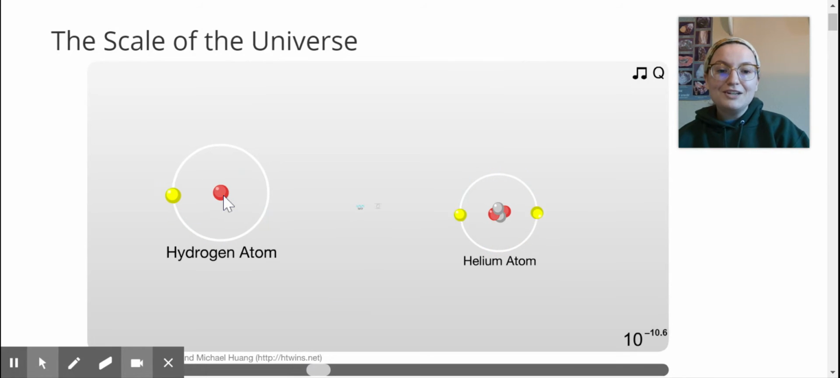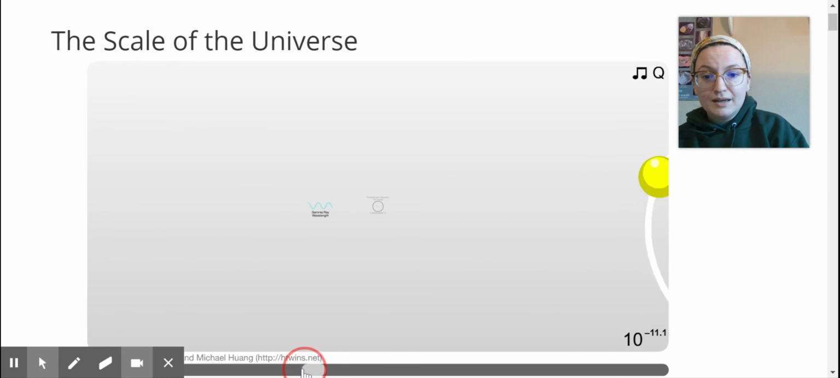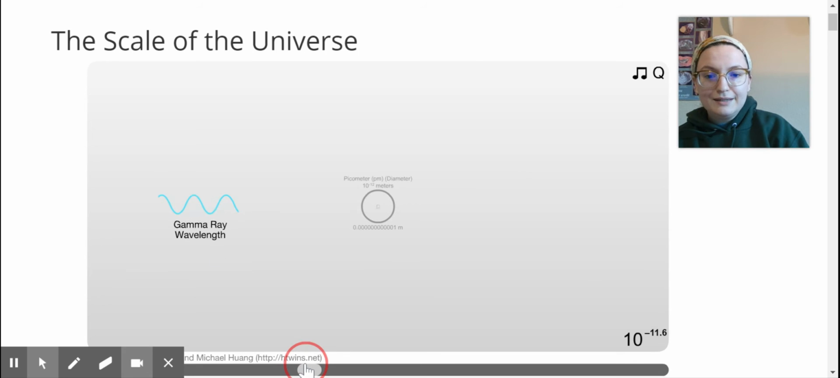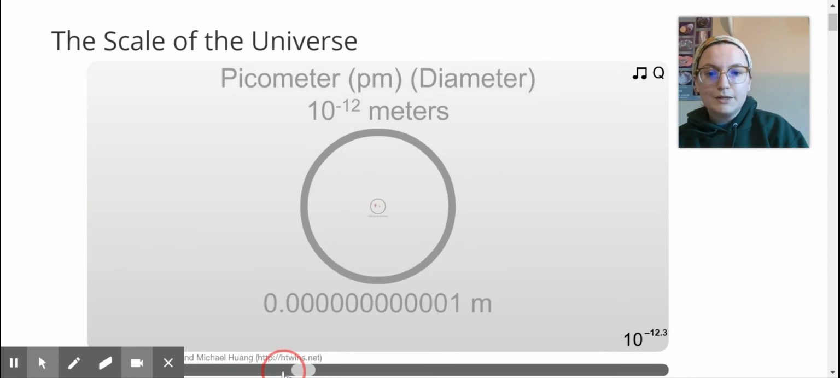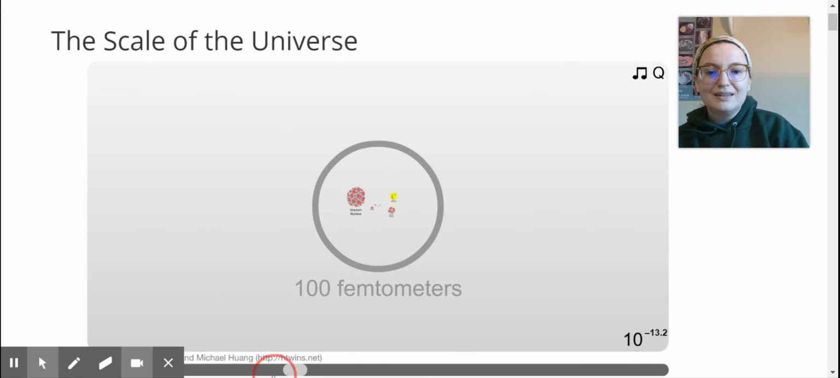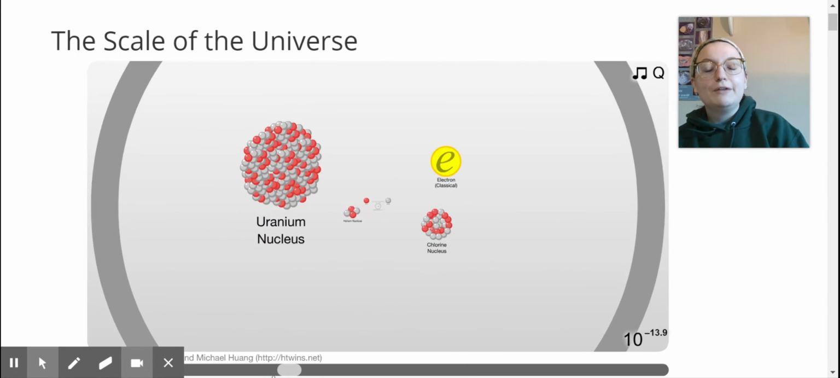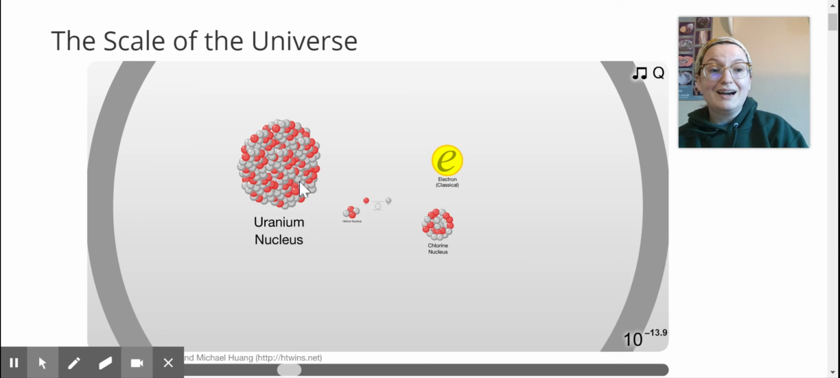Those atoms are the hydrogen atom and the helium atom, which you can see the hydrogen only has 1 proton and 1 electron. So that is like the smallest thing we can get in terms of a whole atom. Now we can zoom in even further. We can look at gamma ray radiation. We can keep going, and we finally hit some atomic nuclei. These are protons and neutrons stuck together.